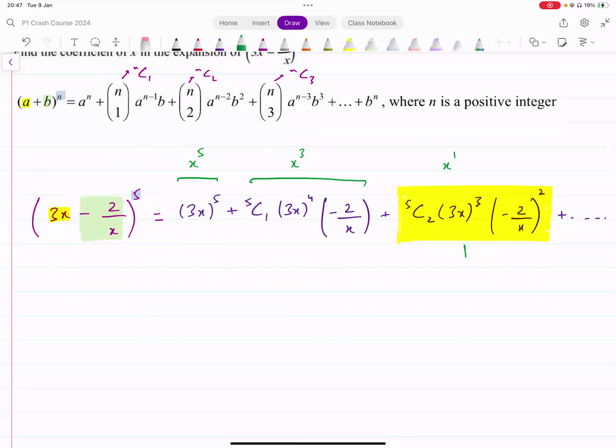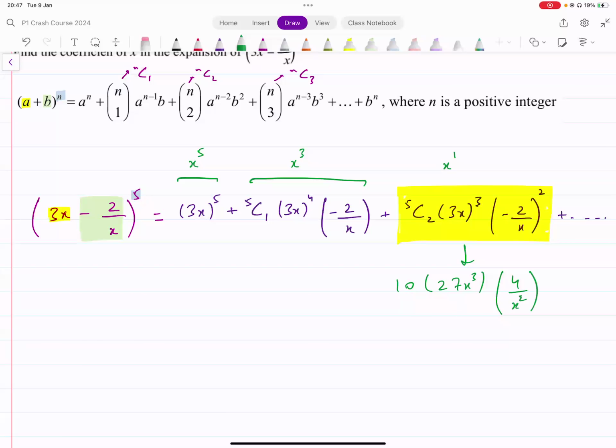When we simplify this, we get 5c2, which is 10, into 3x cubed, that is 27x cubed, into -2 over x whole raised to power 2. The negative gets removed because when you square it, the negative basically gets eliminated. 2 over x whole squared is 4 over x squared.